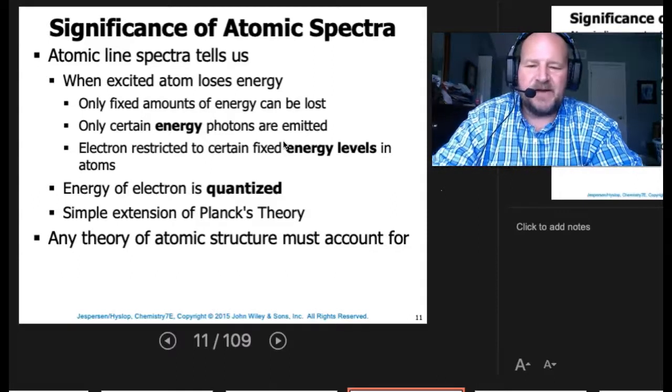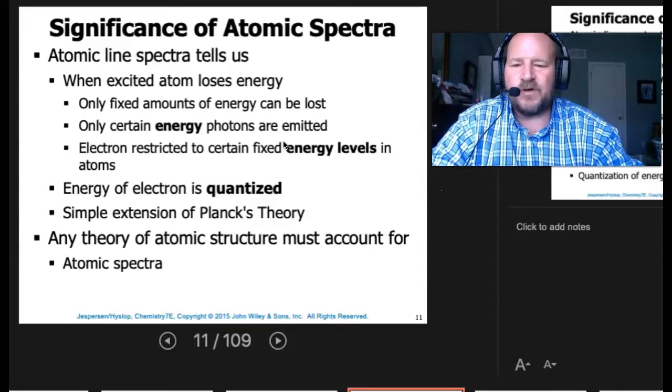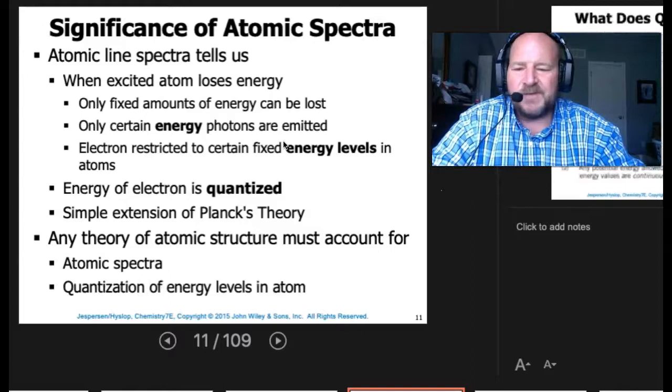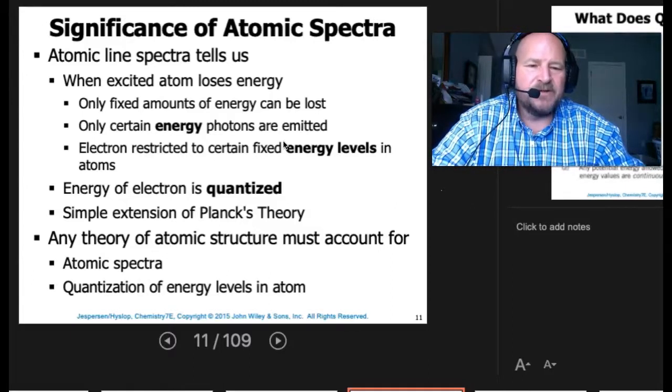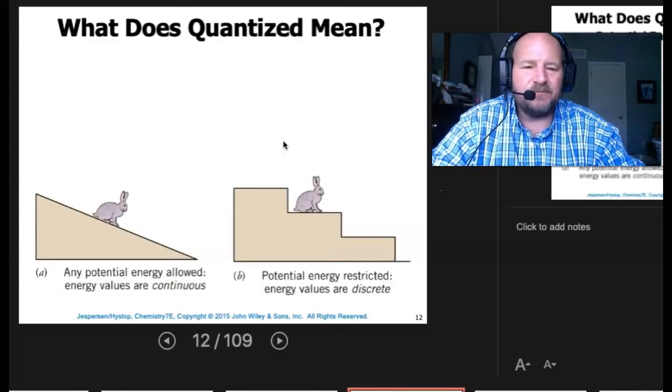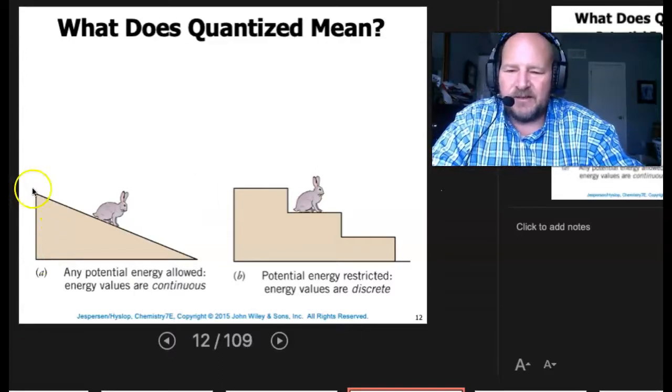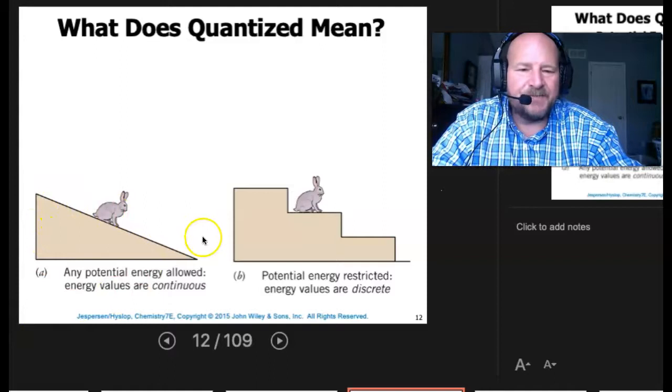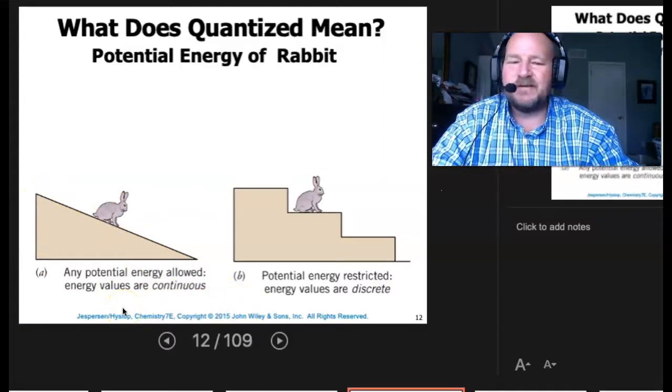Now, any theory of atomic structure has to account for this atomic spectra, which means we have to have the quantization of all the energy levels in the atom. So what does that mean to you? Well, if we think about regular good old-fashioned classical mechanics, our bunny here sees a slope, and so it's just going to roll on down. So we have the potential energy of the rabbit.